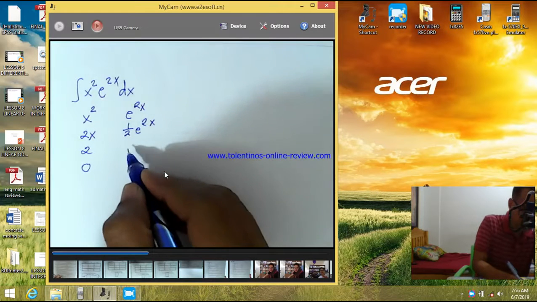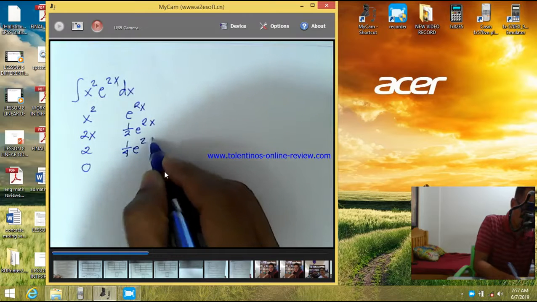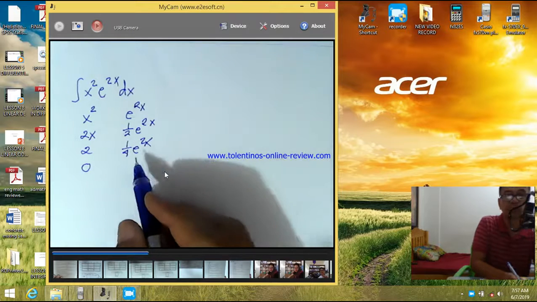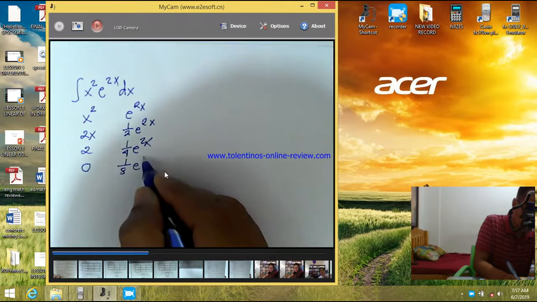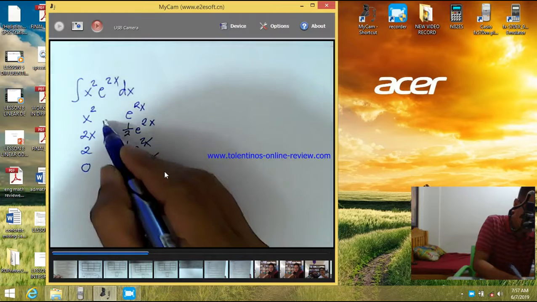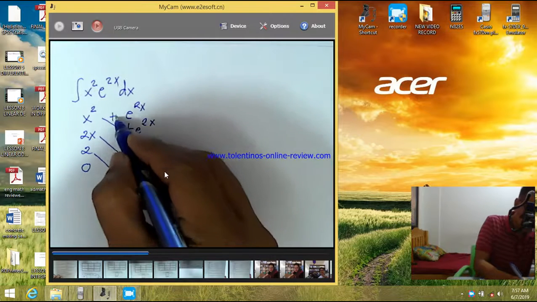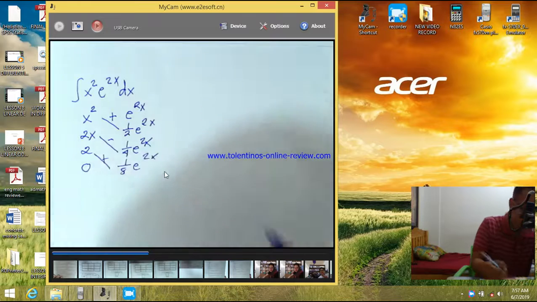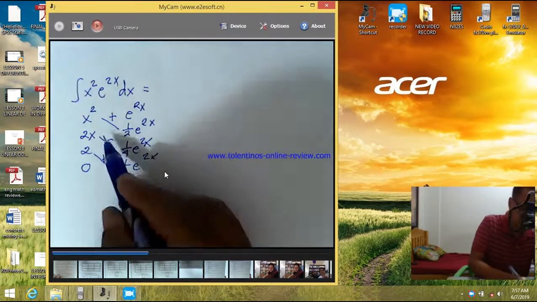Get the integral of 1/2 e to the 2x, that is 1/4 e to the 2x, and get the integral of 1/4 e to the 2x, that is 1/8 e to the 2x. Then do this method: alternate the signs plus, minus, and plus, and now multiply. Now we are prepared to integrate.